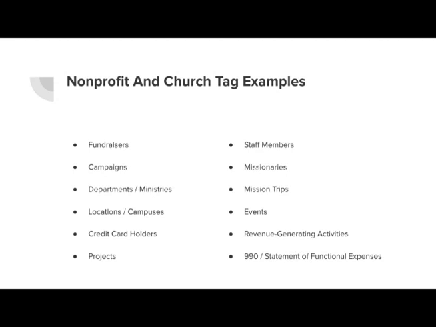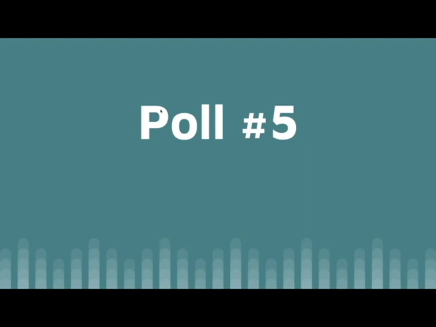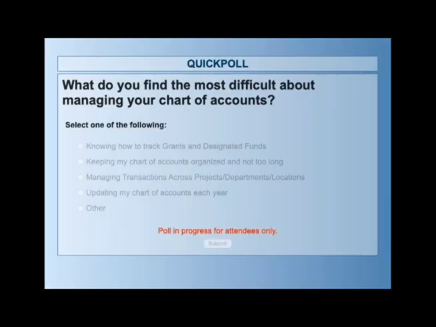I could talk about tags for a long time. So if you have any questions on these things, feel free to drop those in the question field. But hopefully this helps as a high level example for now. Let's do poll number 5. We got 2 more. We'll try to wrap it up here in a few minutes and get some Q&A time. So poll number 5 is, what do you find the most difficult about managing your chart of accounts?